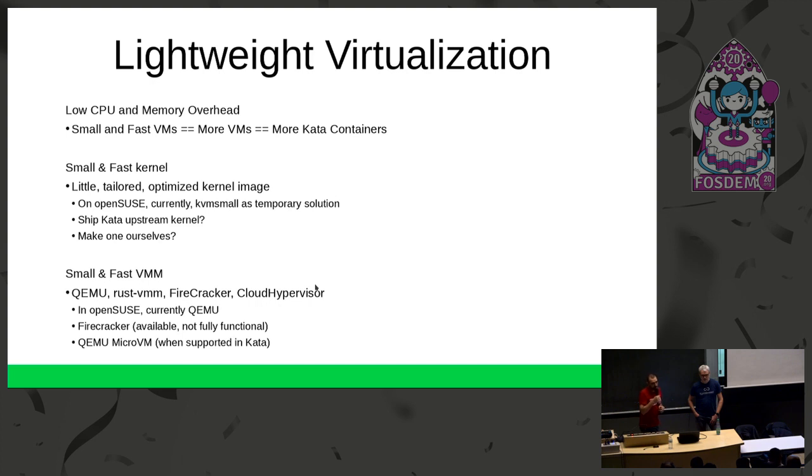As far as machine monitors go, you can use QEMU, which is the most common choice in traditional virtualization, but you can also use others, which have different properties. In openSUSE right now, as you will see later in our demo, we are using a smaller kernel than the one we provide by default. It's called kvmsmall, a flavor of our kernel, although this should be regarded as a temporary solution, and we are investigating what would be the best long-term approach.